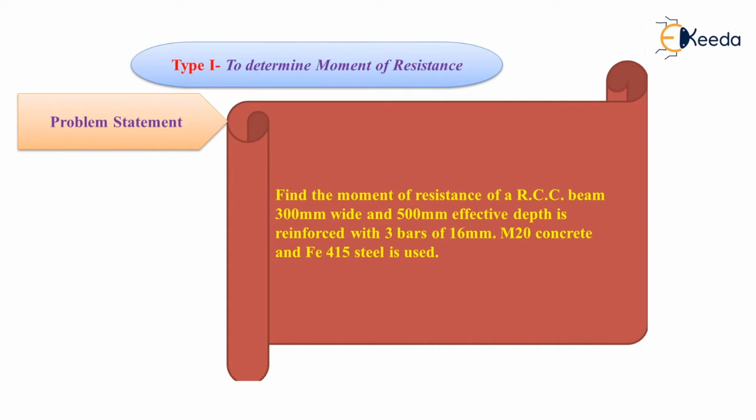Find the moment of resistance of a RCC beam 300 mm wide and 500 mm effective depth, reinforced with 3 bars of 16 mm. M20 concrete and Fe415 steel is used. Here we have to find out the moment of resistance. The width is given as 300 mm and effective depth is 500 mm, and the beam section is reinforced with 3 bars of 16 mm diameter, while the grade of concrete is 20 and grade of steel is 415.